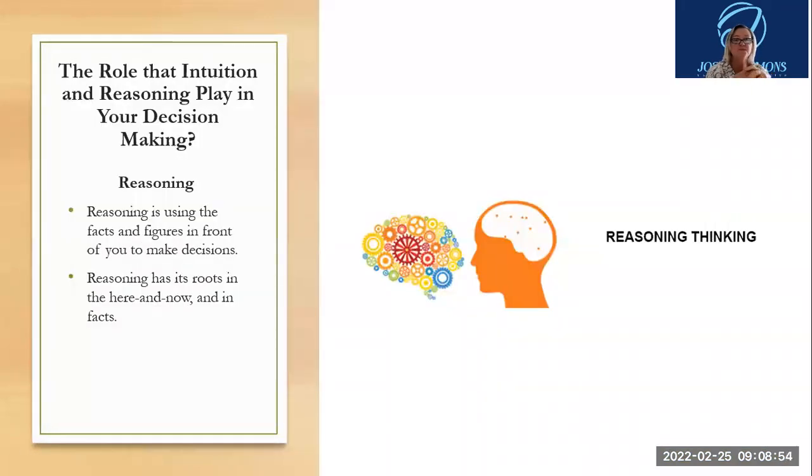So reasoning is about using the facts and figures in front of you to make decisions. Reasoning has its roots in the here and now. It's about facts. However, a lot of the time, we ignore the emotional aspect of the decision, and in particular, issues can arise from the past and may affect the decision that's being implemented. So we do have to be careful about that.